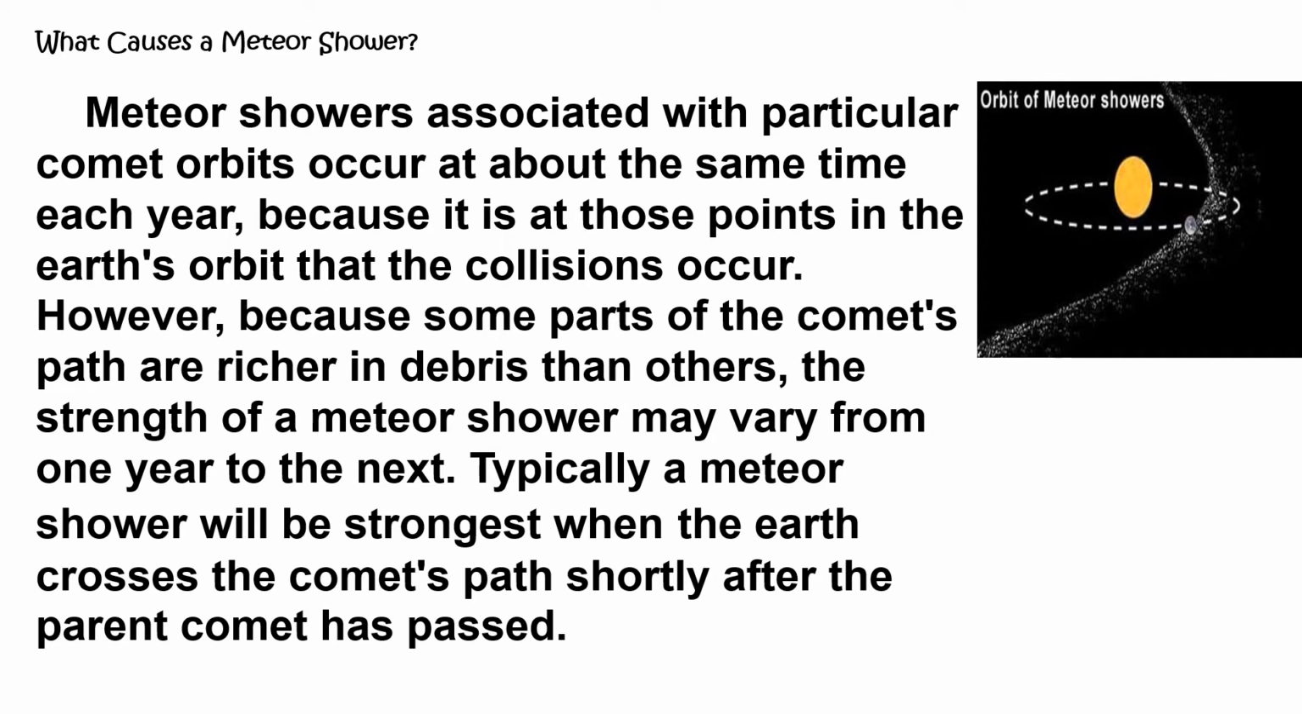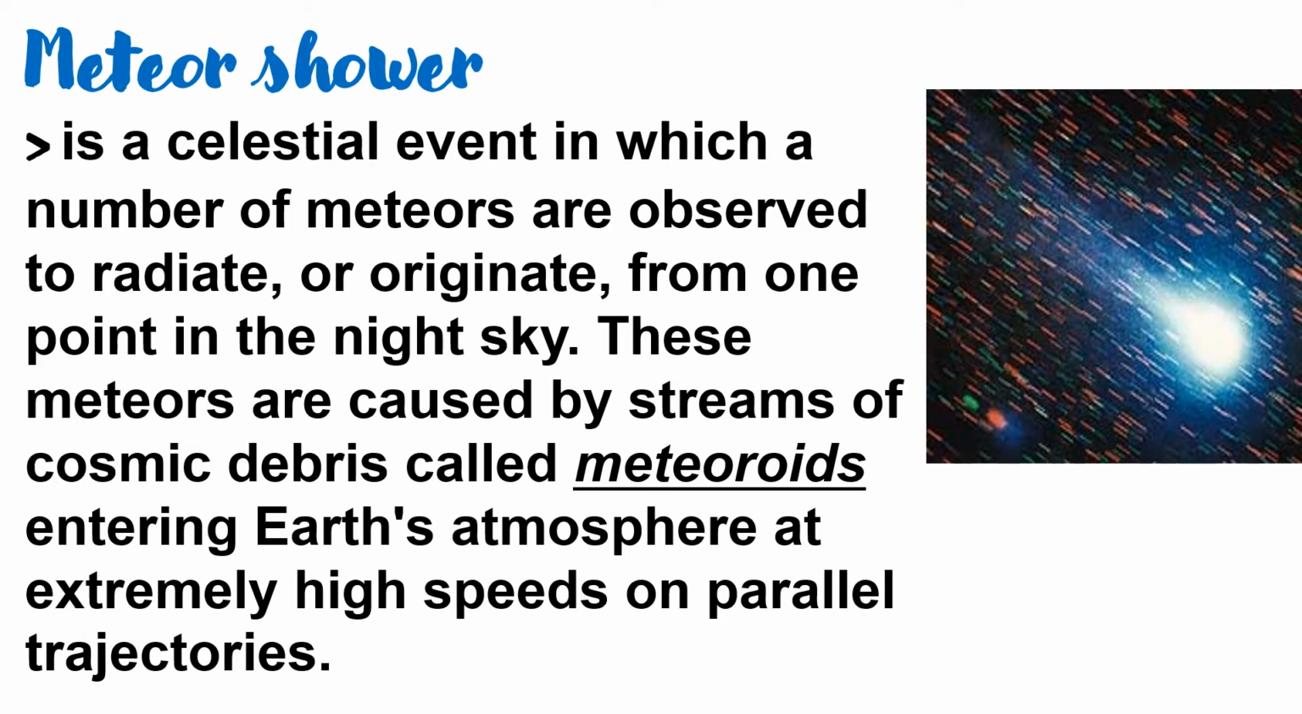Okay, so this is how it is illustrated in this picture or diagram. This is where the meteor shower orbits the Sun or the planets. A meteor shower is a celestial event in which a number of meteors are observed to radiate or originate from one point in the night sky. These meteors are caused by streams of cosmic debris called meteoroids entering the Earth's atmosphere at extremely high speed on parallel trajectories. Okay, so it is very clear in this picture.